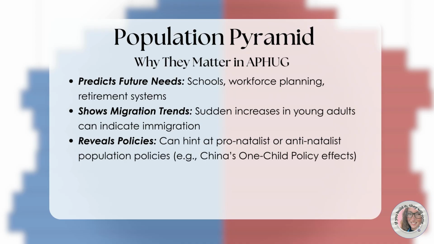Why they matter in APHG. Predicts future needs: schools, workforce planning, retirement systems. Shows migration trends. Sudden increases in young adults can indicate immigration. Reveals policies. Can hint at pro-natalist or anti-natalist population policies, e.g., China's one-child policy effects.